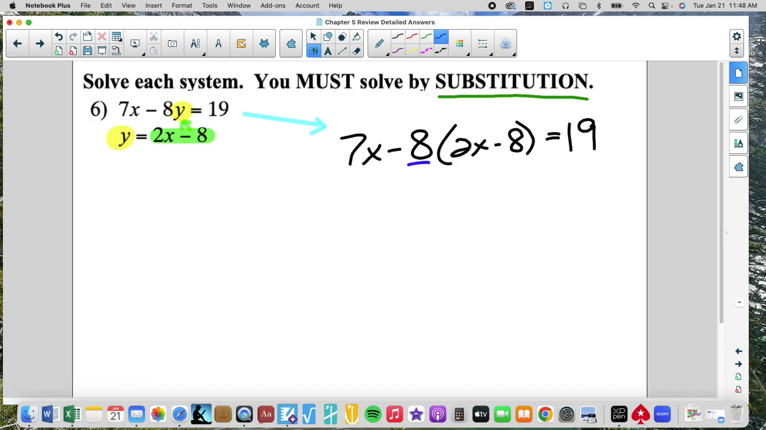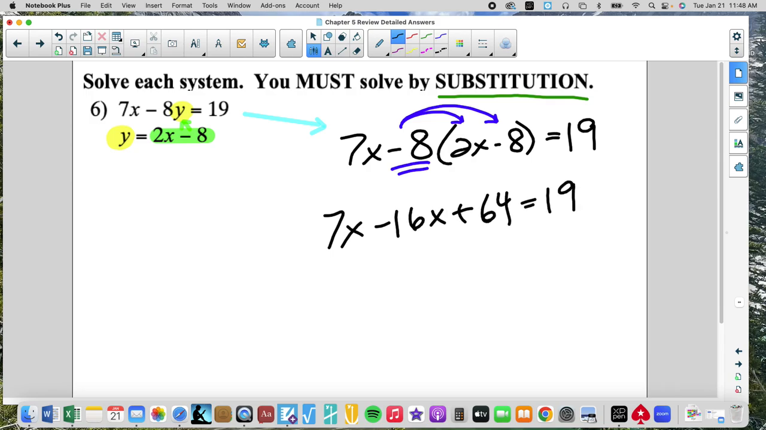We're going to distribute a negative 8. You need to see that negative that's attached to the 8. So we distribute negative 8 times 2x is negative 16x. Negative 8 times negative 8 is positive 64, equals 19. We're not going to move variables or constants just yet. We're going to combine like terms on the same side of the equal sign. That gives us negative 9x plus 64 equals 19.